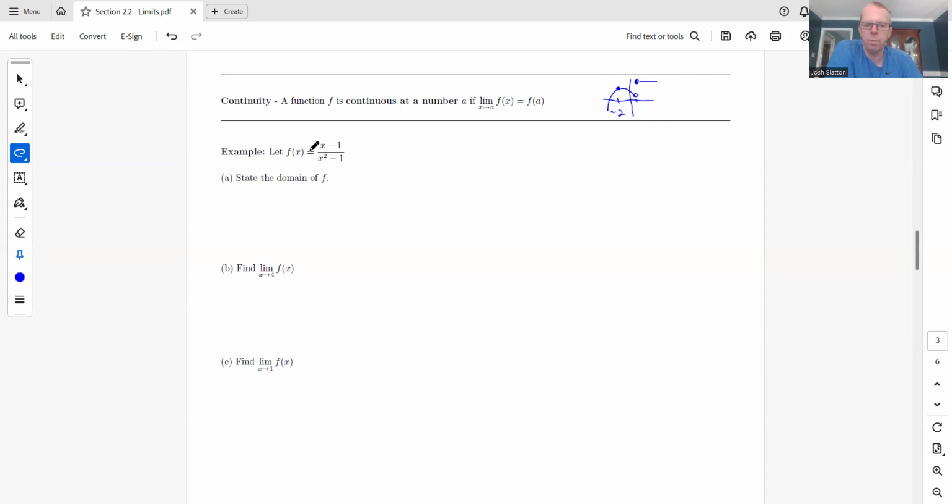So let's go back to this one. We looked at this one at the very beginning of this section. So state the domain. We already stated the domain is x not equal to ±1, or in interval notation, -infinity to -1, union -1 to 1, union 1 to infinity. And again, you just get that by setting the denominator equal to 0 and solving for x.